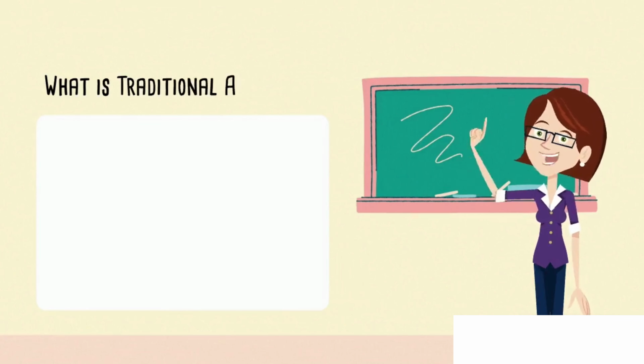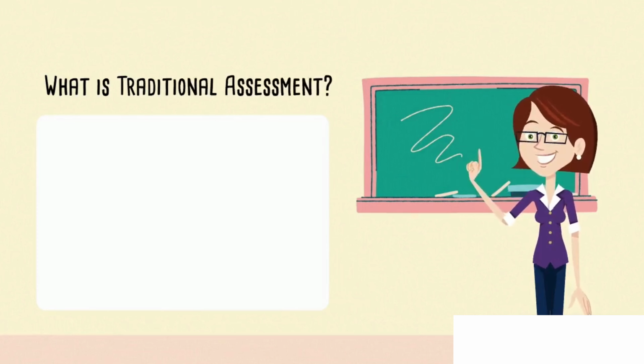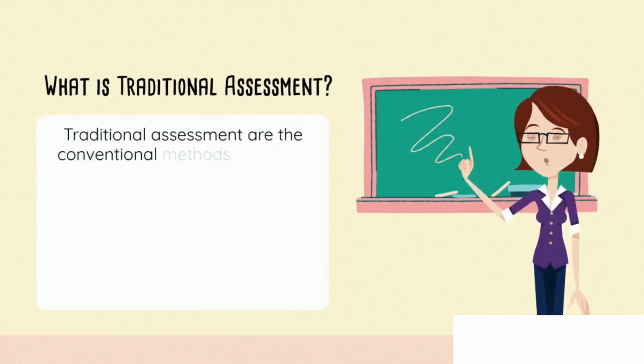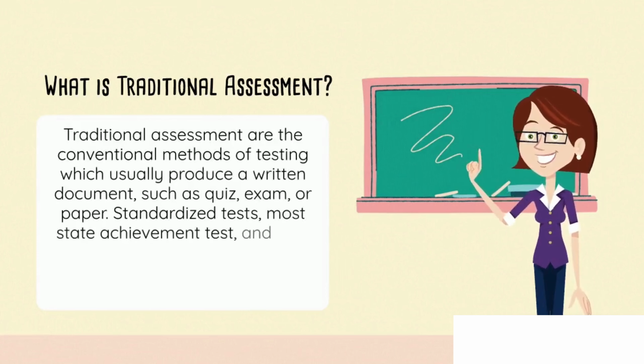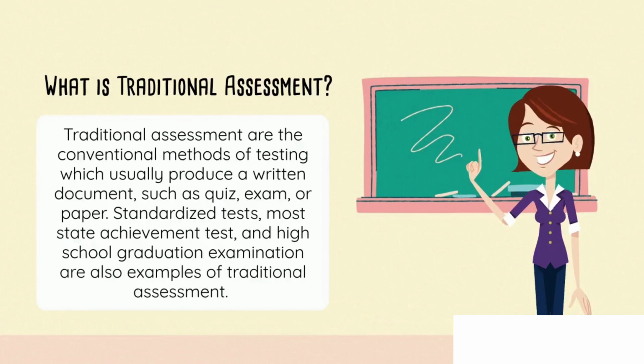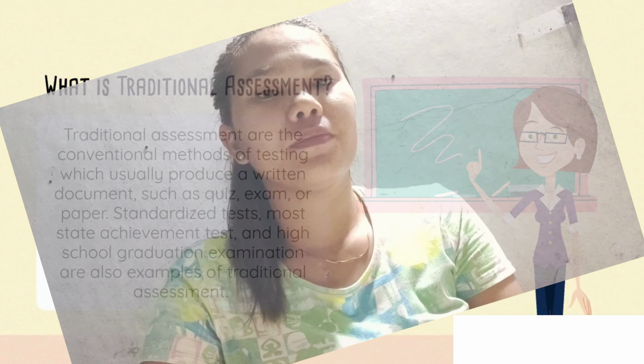Traditional assessments are the conventional methods of testing which usually produce a written document such as a quiz, exam, or paper. Standardized tests, state achievement tests, and high school graduation examinations are also examples of traditional assessment. The best example for this traditional method is when we take the civil service exam or the board exams. They are timed exams, so they use the traditional method.